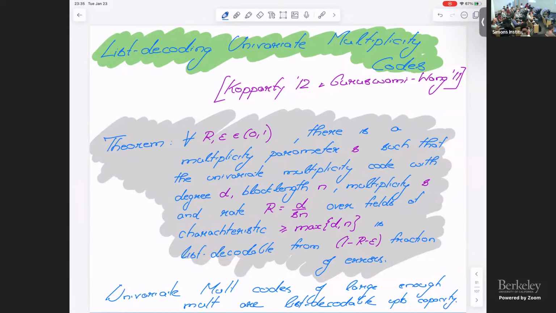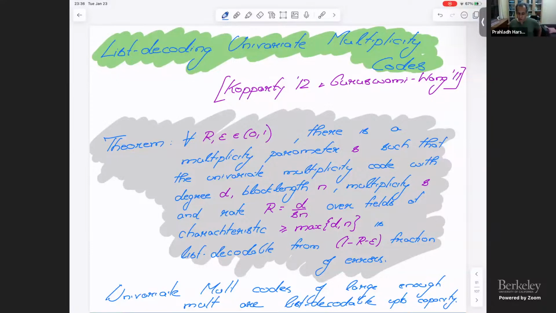Before I give a high-level idea of how this statement is proven, I want to stare at this theorem statement. By the way, it doesn't show that all univariate multiplicity codes are list decodable up to capacity. It only says if you want to come epsilon close to capacity, then you need the multiplicity parameter to be suitably large. Depending on how close you want to come to capacity, it gives you a particular family of univariate multiplicity codes which are list decodable all the way up to capacity. That's one caveat.